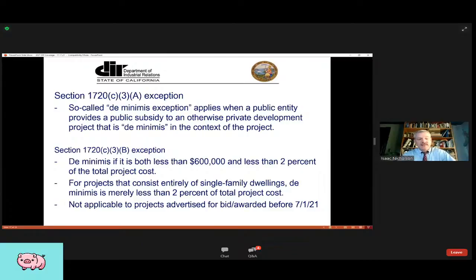1720 C3A exception. This is de minimis. It applies when a public entity provides a public subsidy to an otherwise private development project that is de minimis in context of the project. C3B, a recently enacted section, has provided us some clarity. A contribution is de minimis if it is both less than $600,000 and less than 2% of the total project cost. And there's a further rule for single family dwellings that specifies that it's just less than 2% of the total project costs. And this section is only applicable to projects advertised for bid or awarded before July 1st of 2021. So anything after that date would fall within the 1720 C3B section.